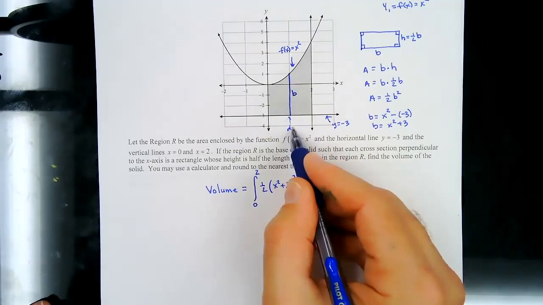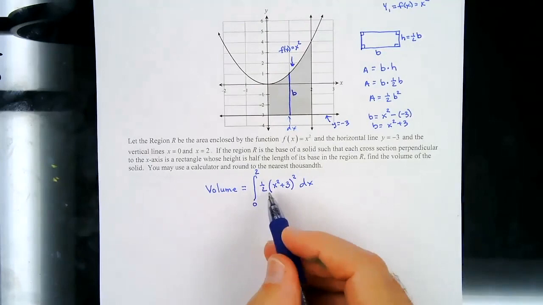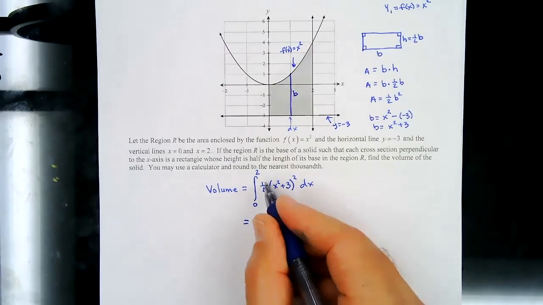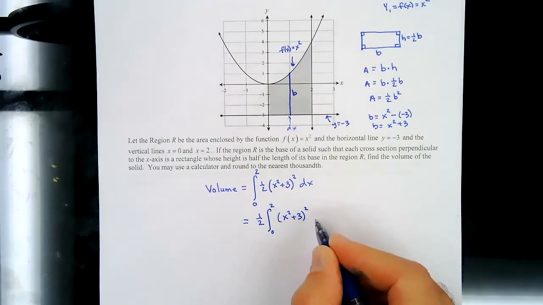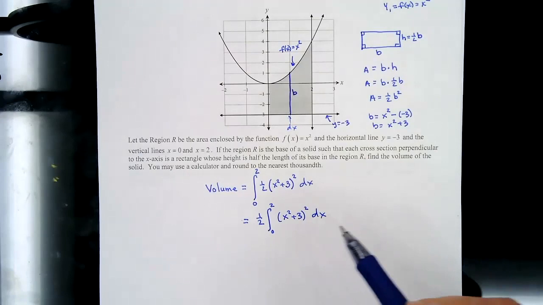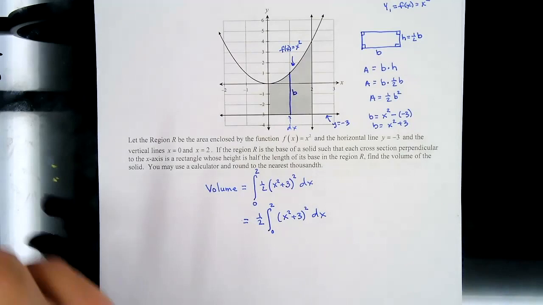If you wanted to put this in the calculator, it might be easier just to... It's really up to you what's easiest, okay? You could bring the 1/2 out because that's just a constant. So 1/2 times the integral from 0 to 2 of (x squared plus 3) squared dx. It's really up to you which one's easier to put in the calculator. I'm going to leave that up to you, okay?